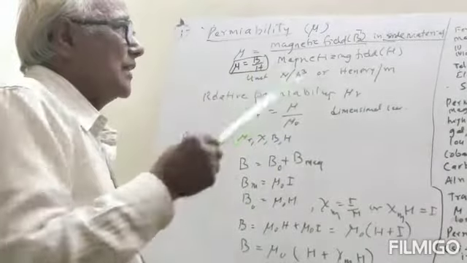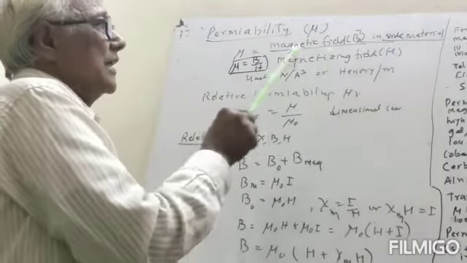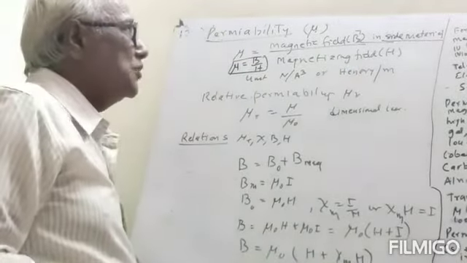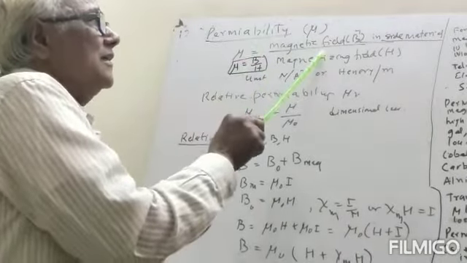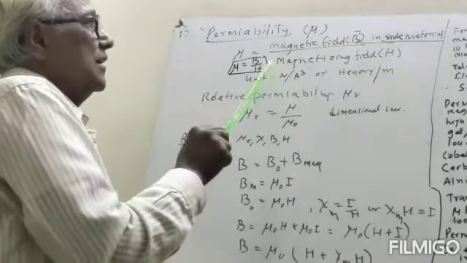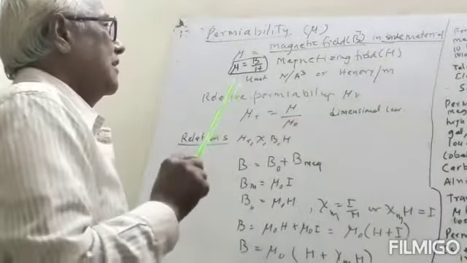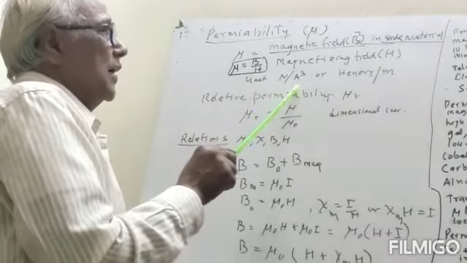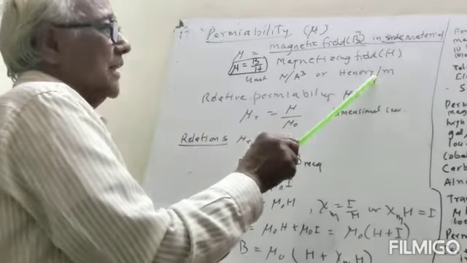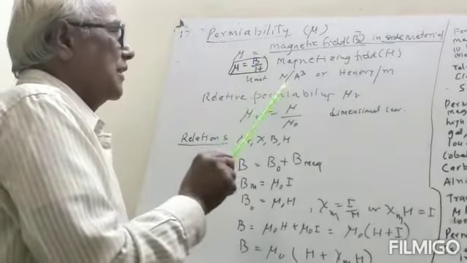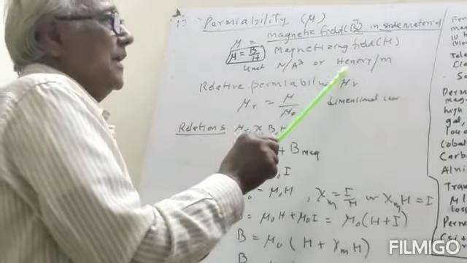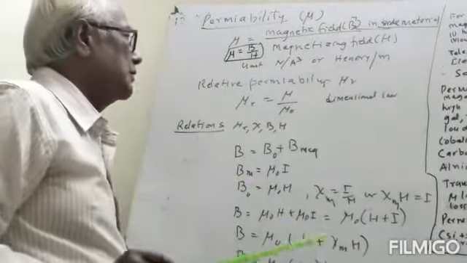So when we apply the magnetizing field H, then the magnetic field is developed in the substance, and the permeability is the ratio of the magnetic field inside the material divided by the magnetizing field. The unit is Newton per ampere squared, or Henry per meter. So either you can write Newton per ampere squared or Henry per meter. This is the unit of permeability.